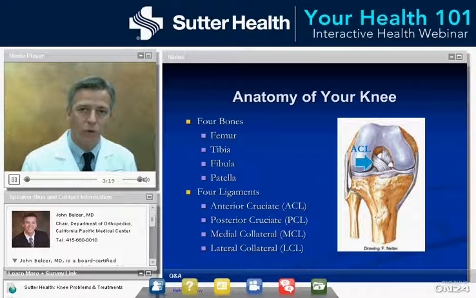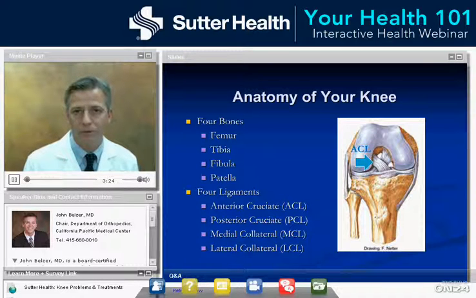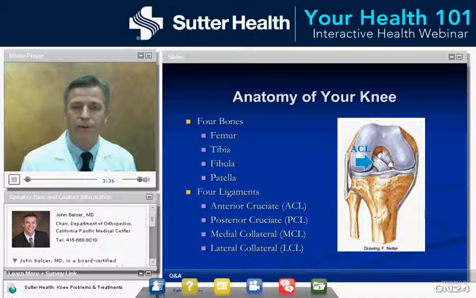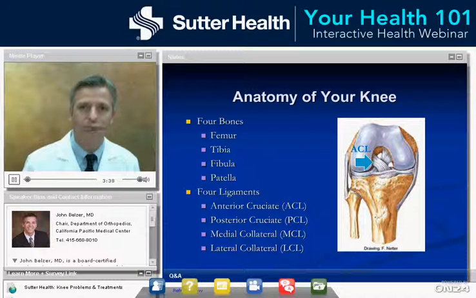There is a ligament that crosses behind it. We call this the posterior cruciate ligament. Cruciate means to cross, so these 2 ligaments cross over one another. The collateral ligaments, the medial collateral ligament being on the inside or the medial side of the knee, and the lateral collateral on the outside of the knee, prevent the knee from buckling inward or outwards.